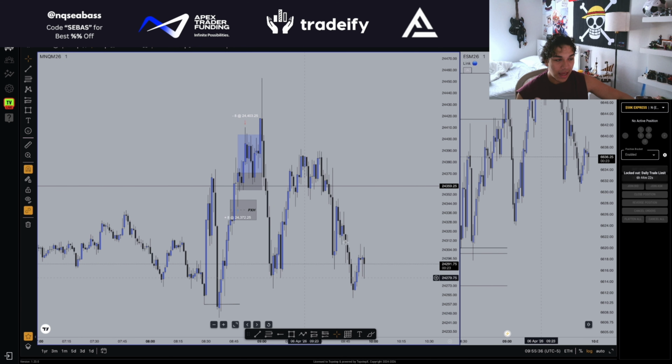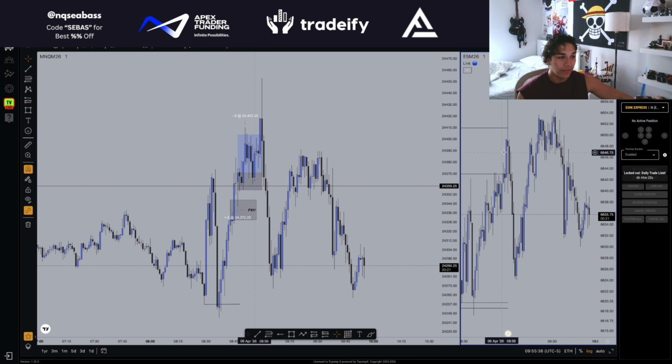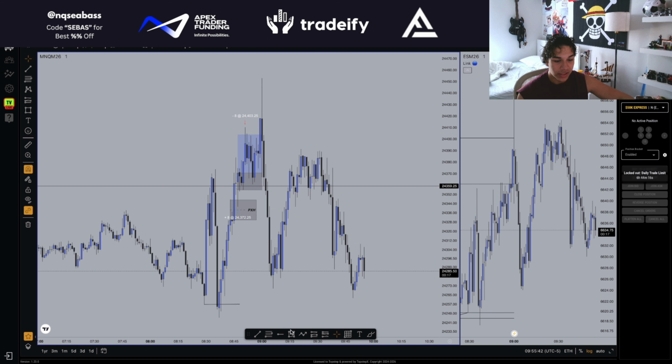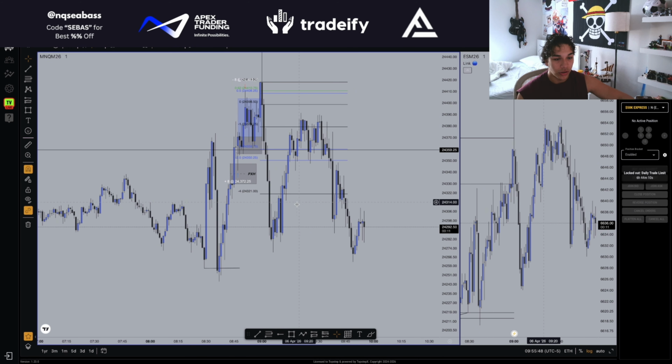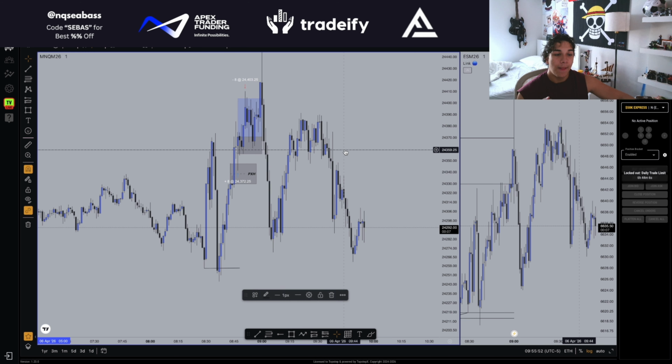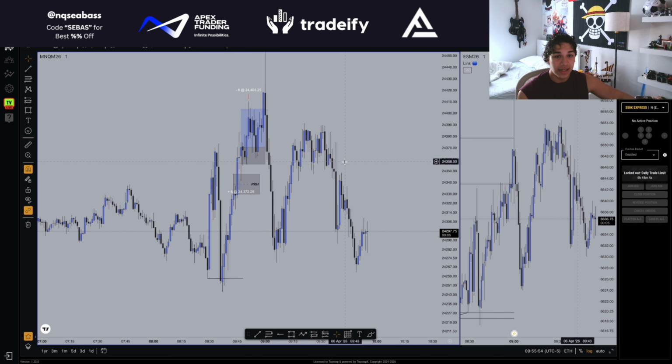Following that, we did sweep internal liquidity and then displaced lower. We had an order block right here, and we just displaced lower. We haven't taken out internal draws yet, but I could probably see that going into later today. But yeah, that's basically the recap on today's trade, guys.